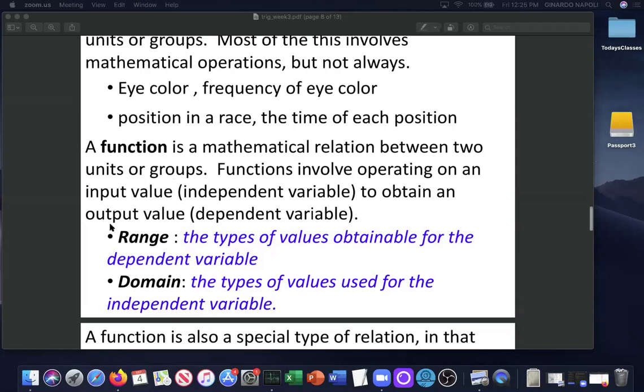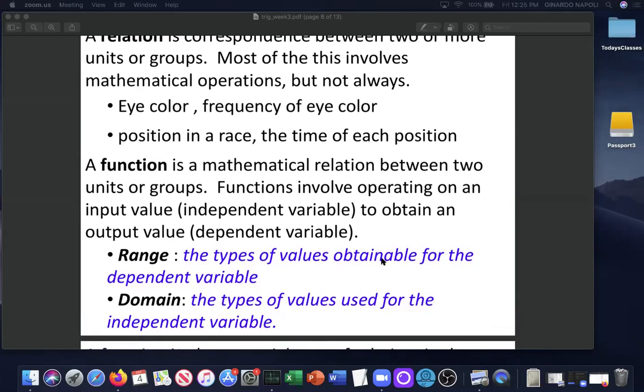Now the range would be the outputs, the y values, the results that you get when you do the operations on the inputs. We call the range variable the dependent variable. And we usually graph those on the vertical axis. The domain, those are the x's. Those are the input numbers. So we're going to do the operations on the domain. And whatever variable we use for the domain is called the independent variable. And those are usually plotted along the horizontal axis.